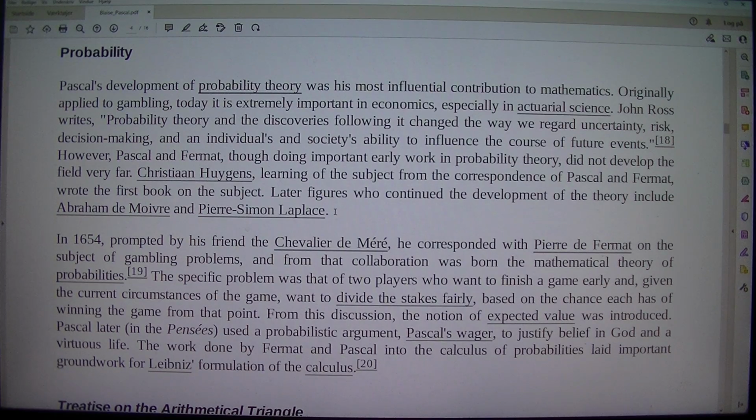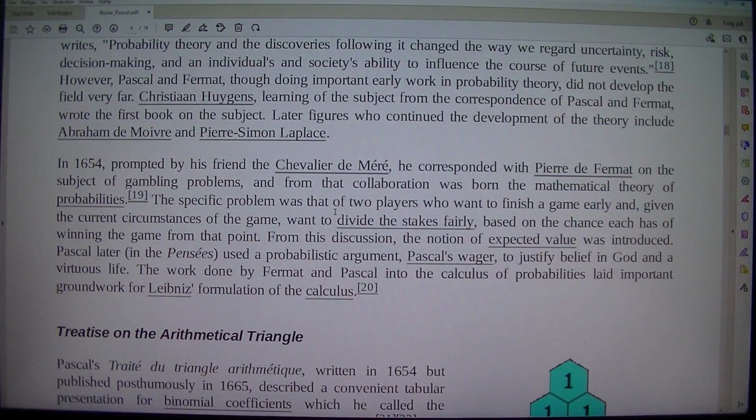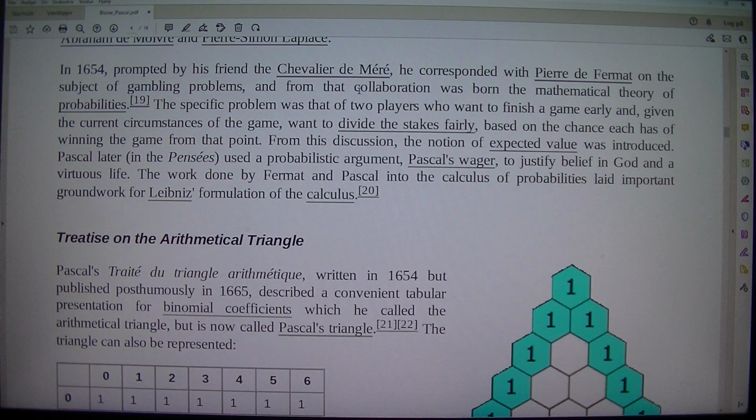In 1654, prompted by his friend the Chevalier de Méré, he corresponded with Pierre de Fermat on the subject of gambling problems, and from that collaboration was born the mathematical theory of probabilities.